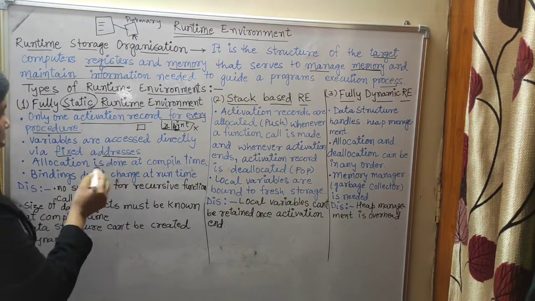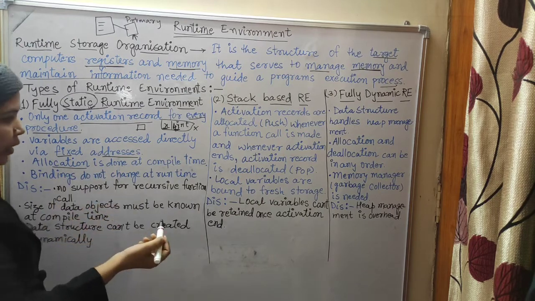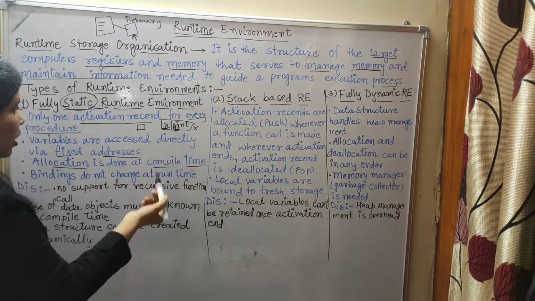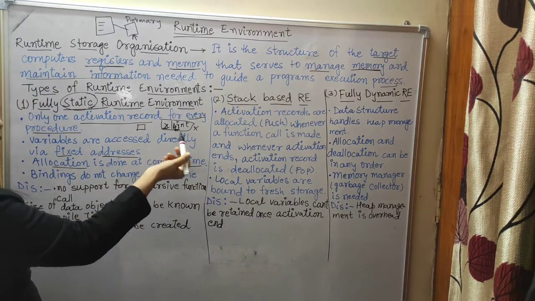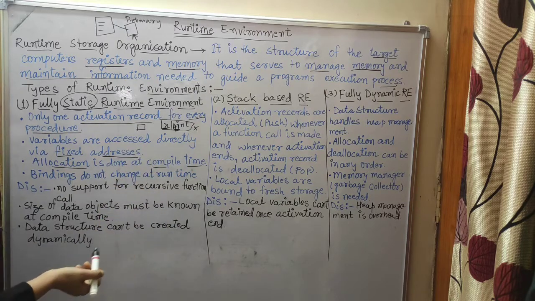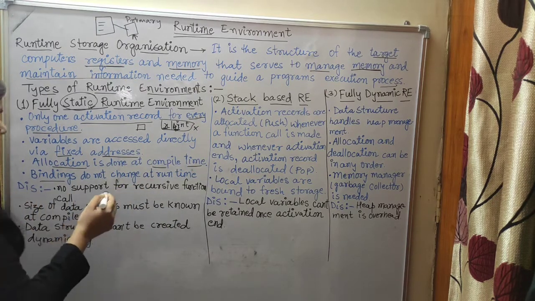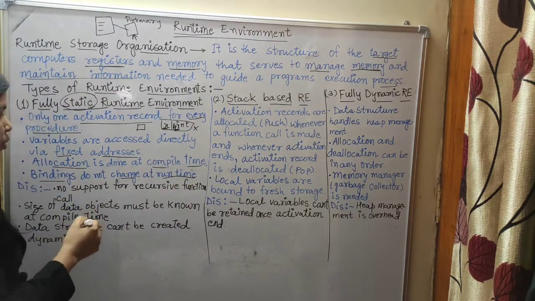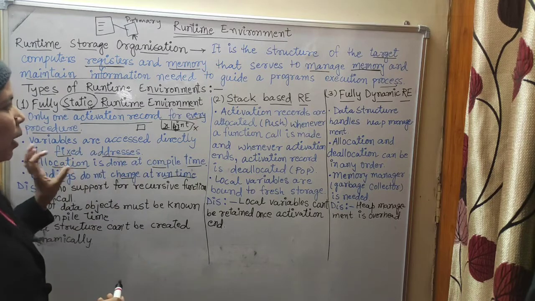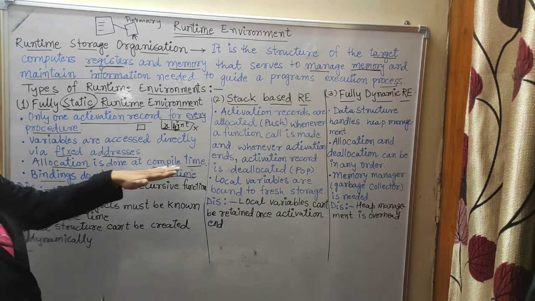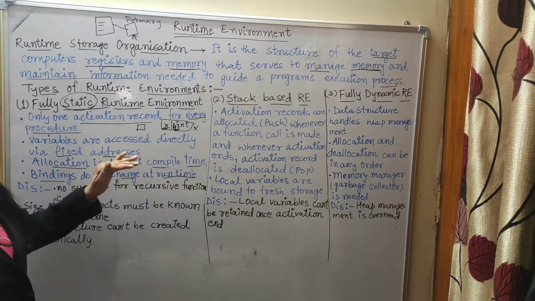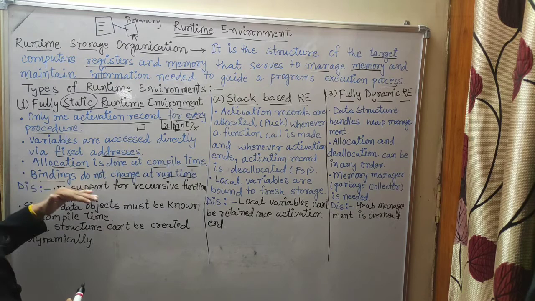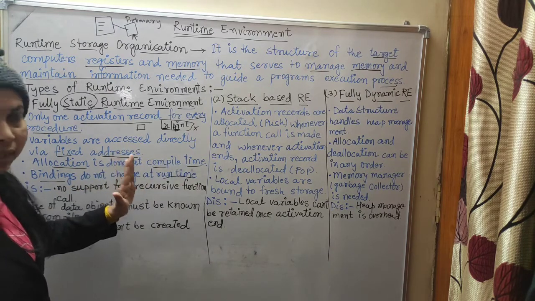Now, allocation is done at compile time. That means for the terminal variable we allocate at compile time. Now bindings: whenever we bind, the binding does not change at runtime. We cannot change anything in the binding. So allocation is done at compile time, meaning you have to allocate the memory at compile time, and bindings cannot be changed at runtime.